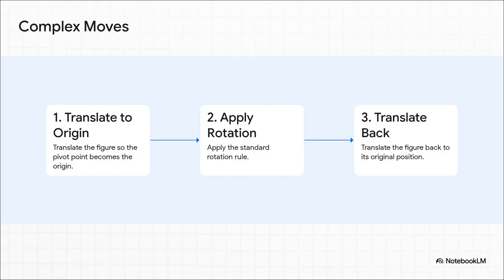And what's really cool is you can combine these simple moves to create incredibly complex motions. Like, what if you want to rotate an object around a point that isn't the center? Well, it's just a simple three-step dance. You slide the whole thing so the pivot point is at the center, you do the simple rotation we already learned, and then you just slide it all back. Simple building blocks making complex results.